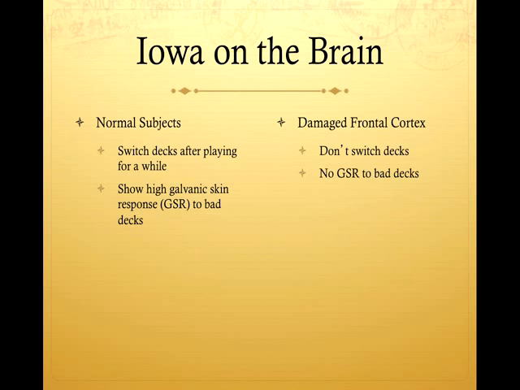If you damage the prefrontal cortex, the thing that does everything, people will not switch decks. They continue to go for the bad decks. And they also do not show any galvanic skin response to those bad decks. So the part of their brain that figures out, oh, yeah, this is not a good idea, isn't there anymore. So we can tell that decision making is also part of the prefrontal cortex.